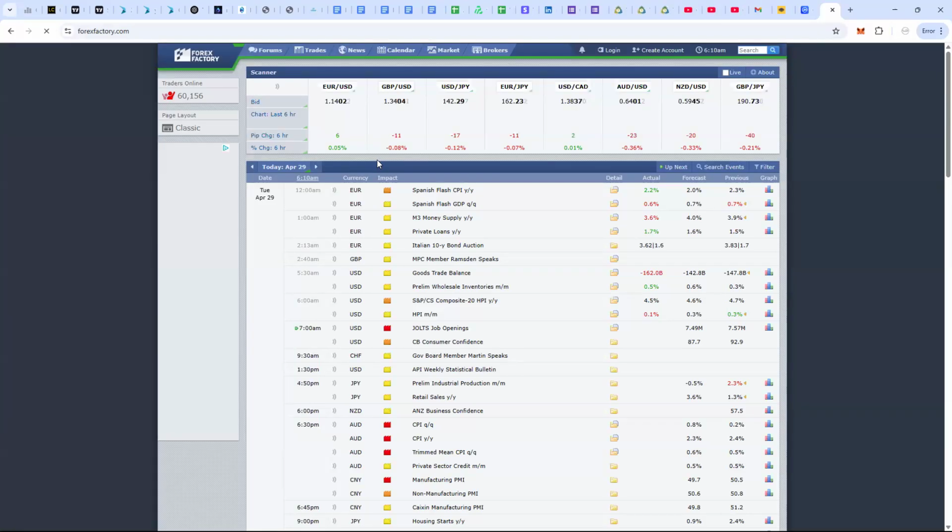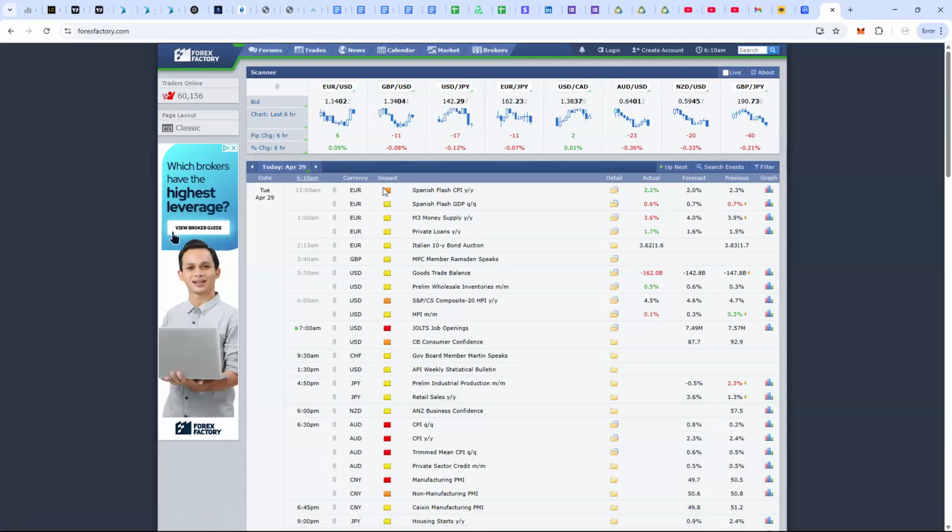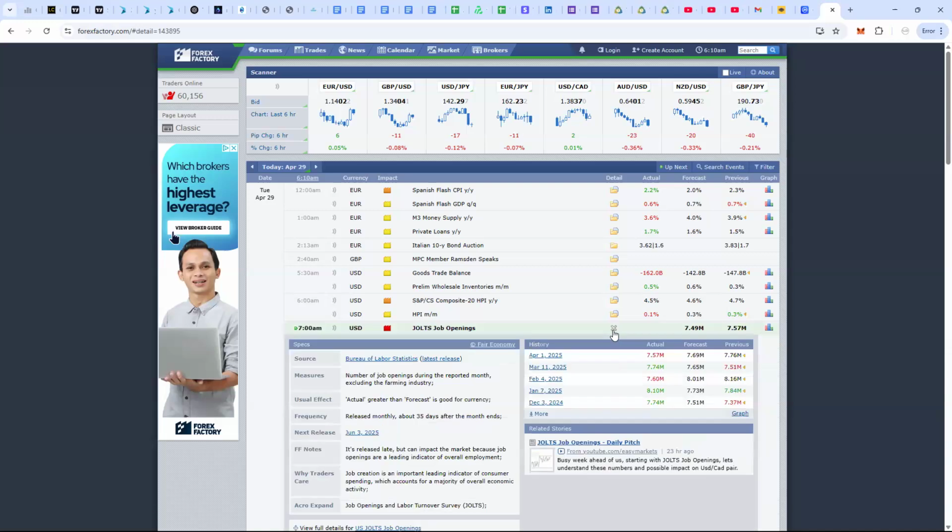And let's see how it's going today. Today is the 29th. The JOLTS job reports are coming up at 7. And this isn't a super, super big thing, but it is a news event. Number of job openings during the reported month, excluding the farming industry. So this is a monthly report. So it's going to do some things.